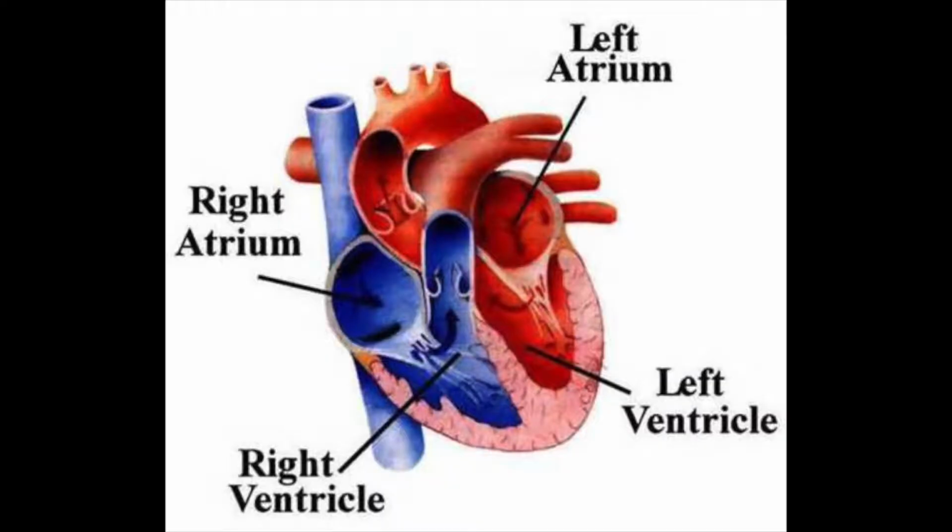There are 4 chambers in the heart. They are the right ventricle, the right atrium, the left ventricle, and the left atrium.